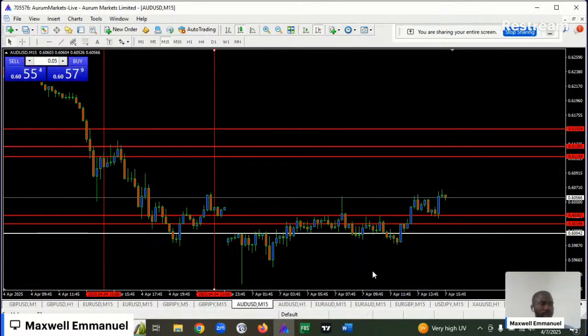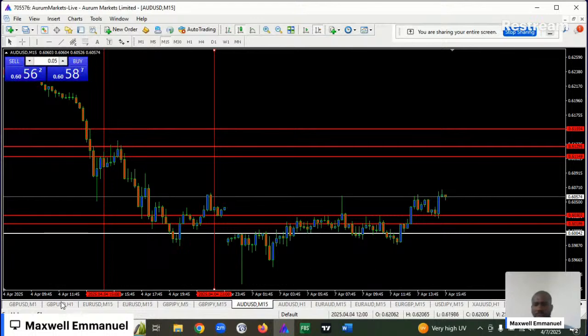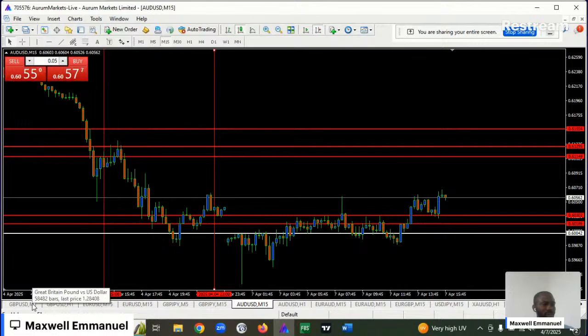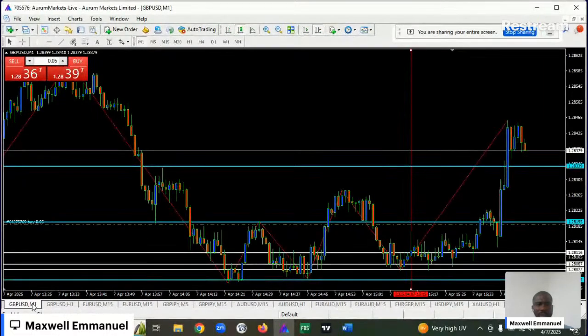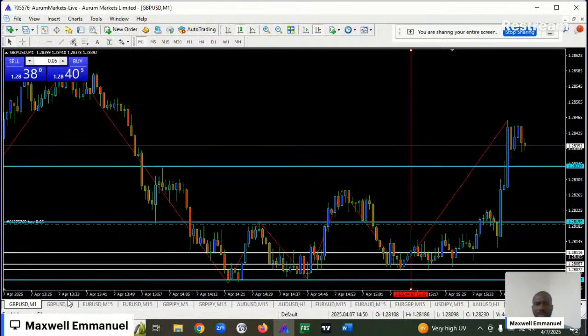Okay, so I took a trade on GBP USD. I think it's in profit right now. I think my trade on GBP USD is in profit right now. Let's see. Okay, so this is the trade I took on GBP USD.